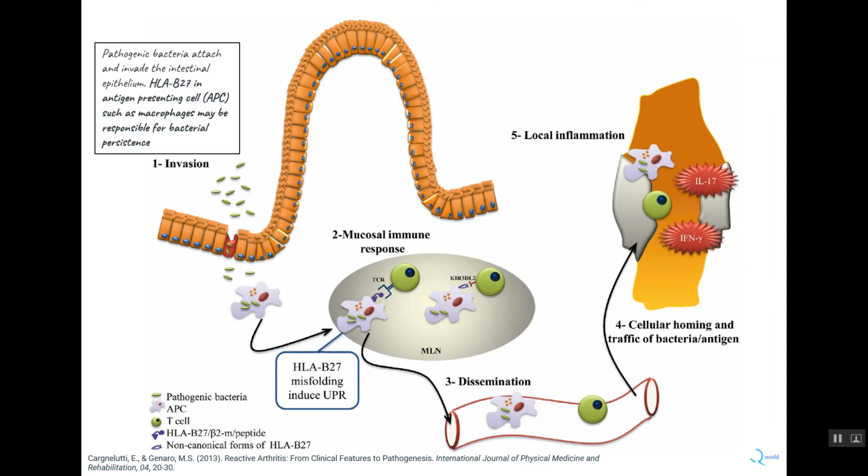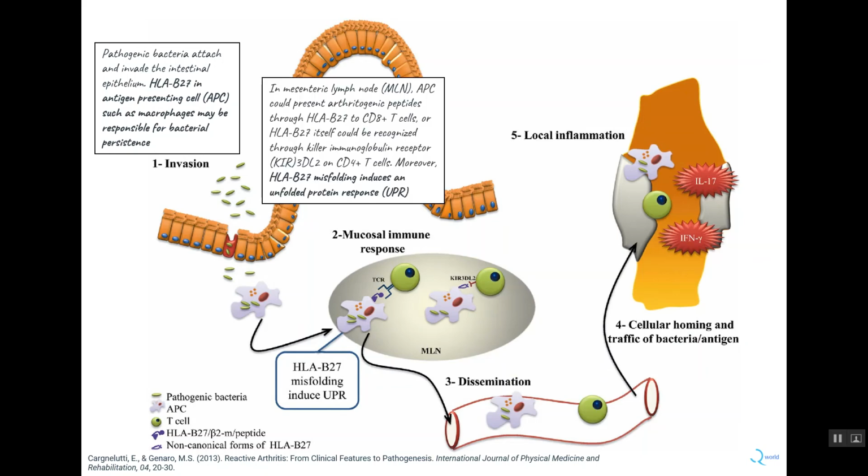The pathogenic bacteria usually invade the intestinal or mucosal epithelium. The HLA-B27 in antigen presenting cells helps in their intracellular survival. How? Usually HLA-B27 presents them to CD8 T cells or CD4 T cells, but HLA-B27 misfolding induces an unfolded protein response that leads to persistence of those microbial antigens within the macrophage.